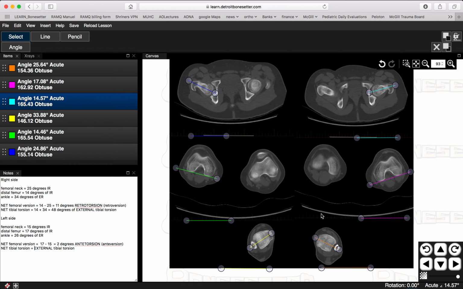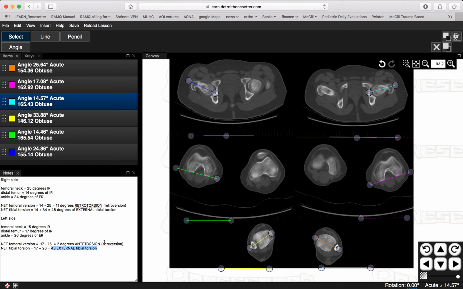For the tibia, you'd have to rotate this external. This is already external, so you're going to add those. So the purple is 17 plus the orange is 26. Unfortunately, I need my calculator for that. 17 plus 26 is 43 degrees of torsion. So on the right side, the patient has 48 degrees of tibial torsion. On the left side, 43 of tibial torsion. So similar torsion on both sides.